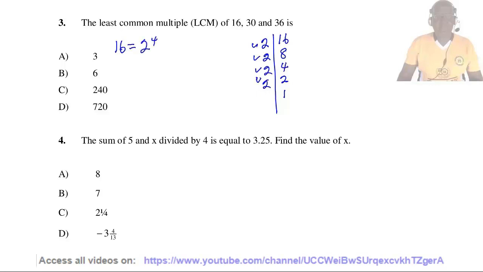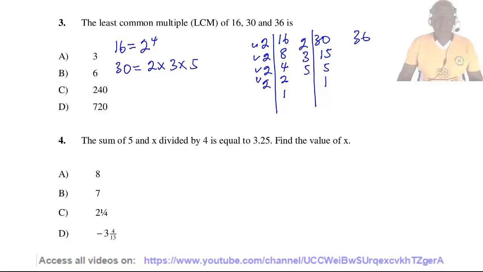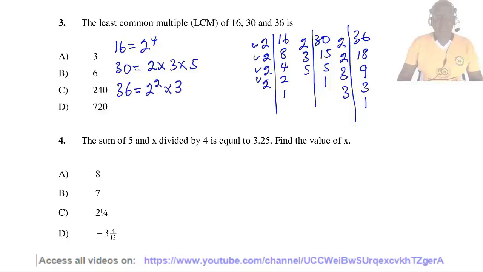Now for 30, 2 goes here 15, 3 goes here 5, 5 goes here 1. So the product of the prime factors of 30 equals 2 times 3 times 5. Now for 36, 2 goes here 18, 2 goes here 9, 3 goes here 3, 3 goes here 1. So the product of the prime factors of 36 equals 2 squared and then 3 squared.